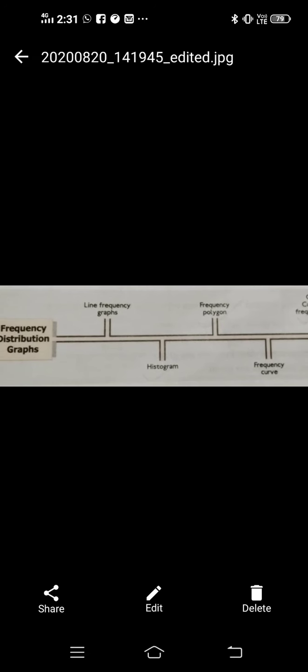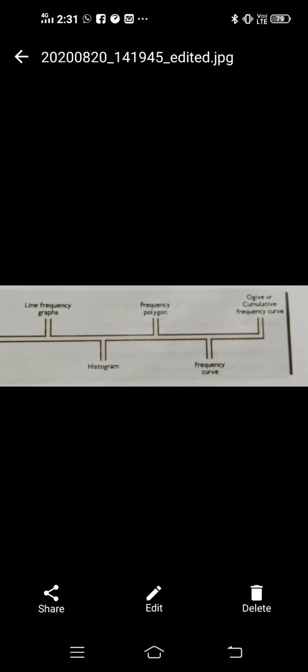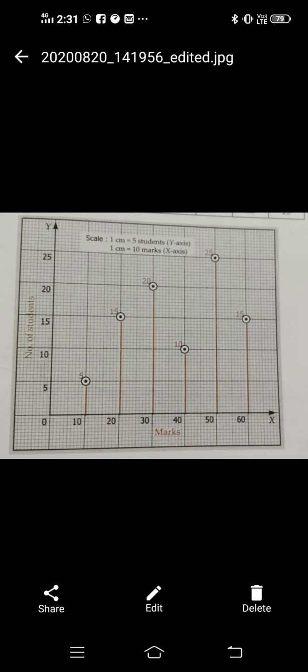These are the various types of frequency distribution graphs. First is the line frequency graph, then histogram, then frequency polygon, then frequency curve, and last is ogive. So I'll show you that this is a line frequency graph. When you plot a line frequency graph, it is used to show a discrete series on graph paper. Discrete series means not a continuous series.